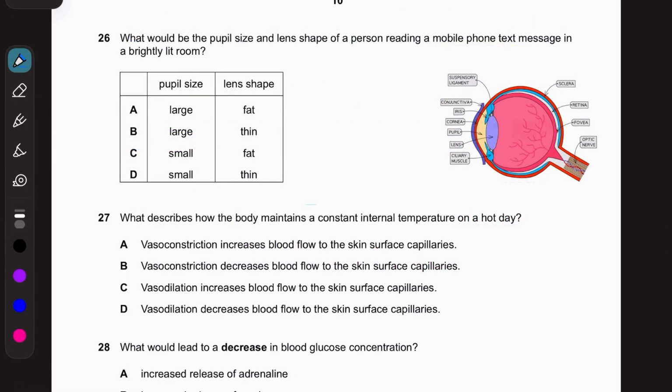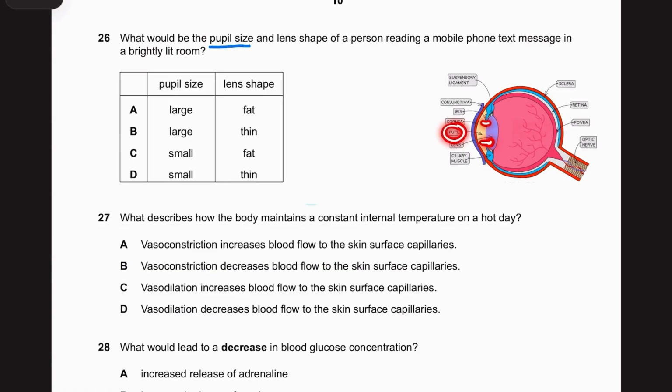So question 26 is a great question about the eye. It says, what would be the pupil size and lens shape of a person reading a mobile phone text message in a brightly lit room? So let's go through each of these, okay? So the pupil size. The pupil, first of all, is, if you look at someone's eyes, you'll see this black hole in the center. That is the pupil. And you can see that the pupil is basically this hole there. See that?